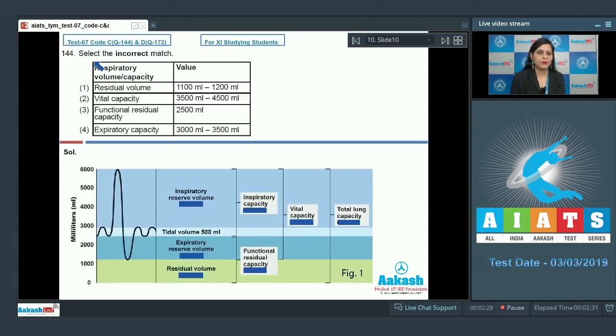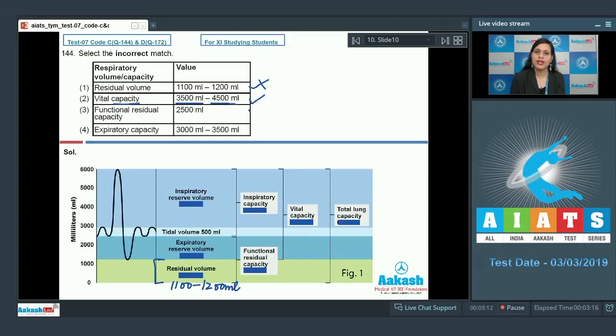Question number 144. Select the incorrect match with respect to respiratory volume or capacity and value. The very first option given is residual volume, and the match is 1100 ml to 1200 ml. As it is a correct match, this cannot be the answer, because residual volume is the amount of volume which remains in lungs even after forceful expiration, and it is equivalent to near about 1100 to 1200 ml.